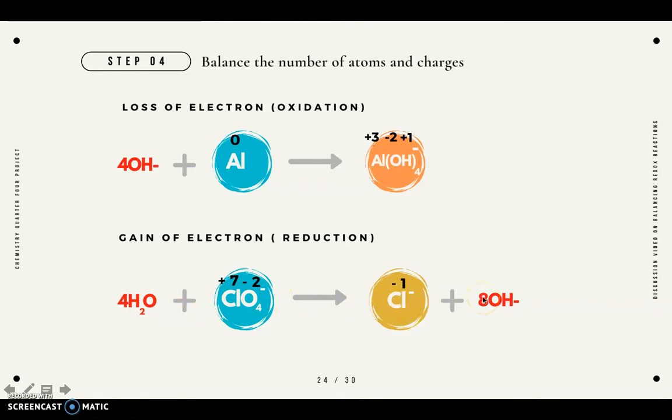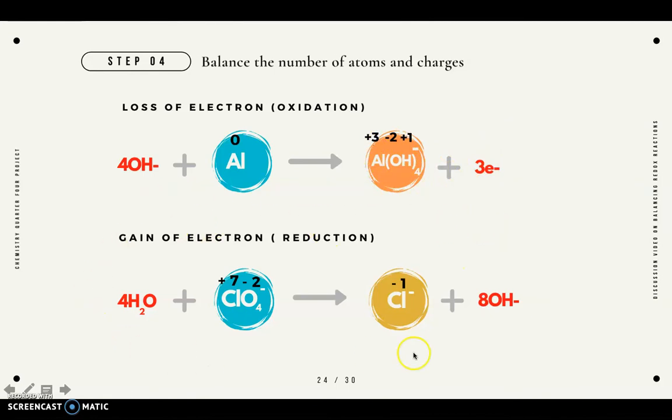8 hydroxide ions. Now, it is time to do step number 4, which is to balance the charges for each half reaction. For the oxidation part, the net charge on the left side is -4 because aluminum has a 0 charge and the 4 hydroxide ions have a -4 charge overall. On the right side, it has a net charge of -1 because of the -1 charge of this polyatomic ion. Hence, we will add 3 electrons on the right to balance their charges.